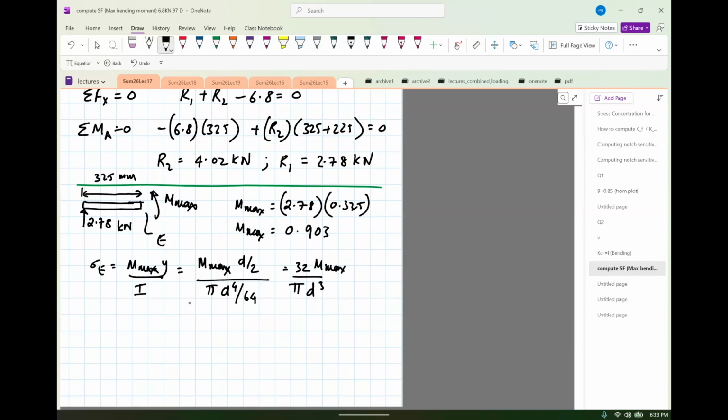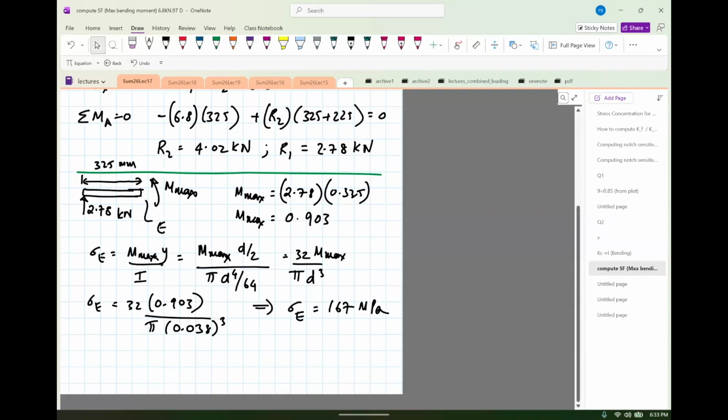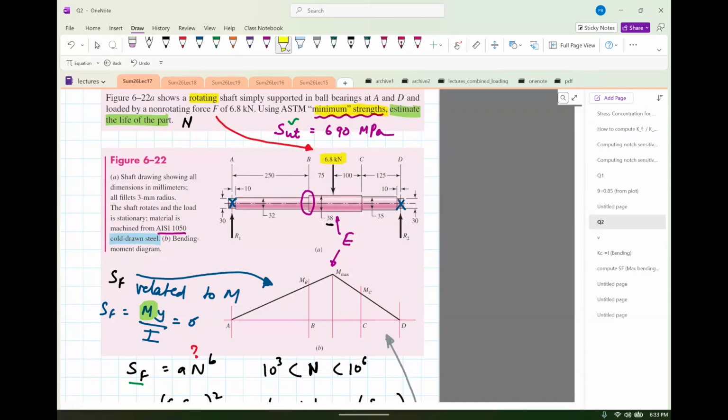Now it's easier. So this is 32 times 0.903 divided by pi times 0.038 cubed, because I converted millimeters to meters. So this gives me sigma E is 167 megapascals. Okay, so that's the stress at E. Now let's compute the stress at B, because we suspect that there's a stress concentration due to which this MB is going to be amplified.